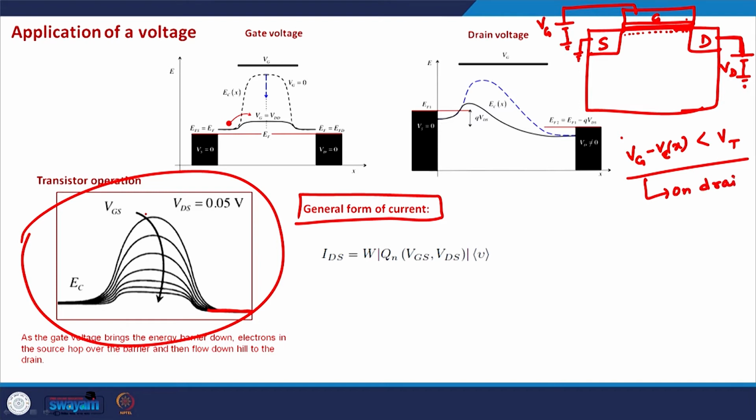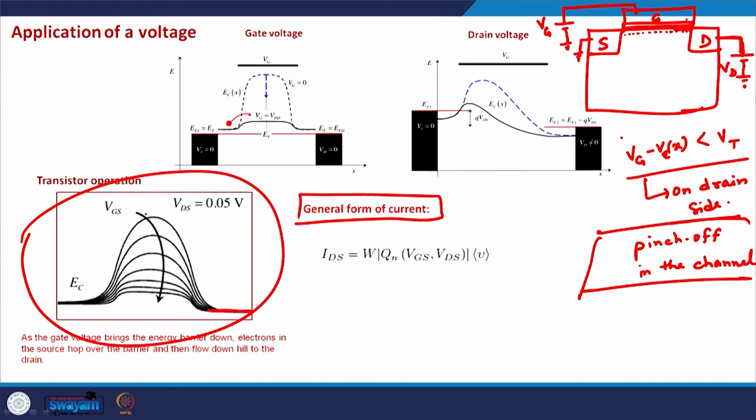So, if a positive drain voltage is applied, it will in a way nullify the effect of the gate voltage, and that way the inversion layer in the channel towards the drain terminal might not be present, and that is known as the pinch off in the channel, or the pinch off region of the channel. Okay.